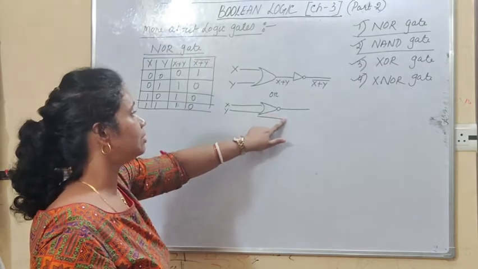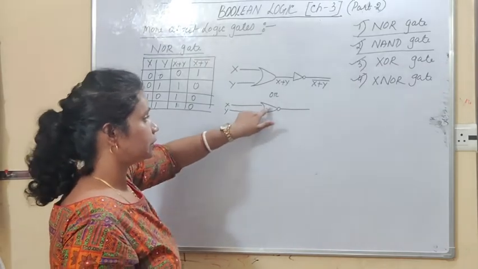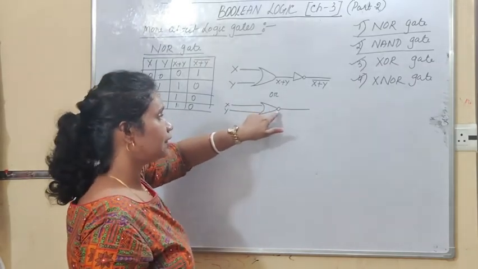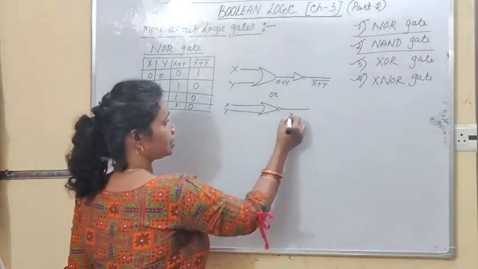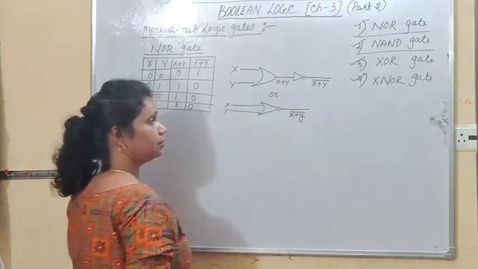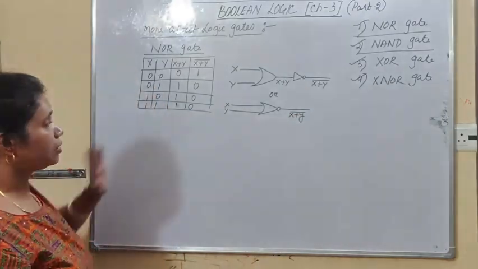In this way you can draw the diagram. In this way also you can draw the diagram. Right students? Just draw an OR gate, put a circle over it. Then this is the symbol of NOR gate, so that you will get the output of x plus y whole bar. Right students? So this is about your NOR gate.